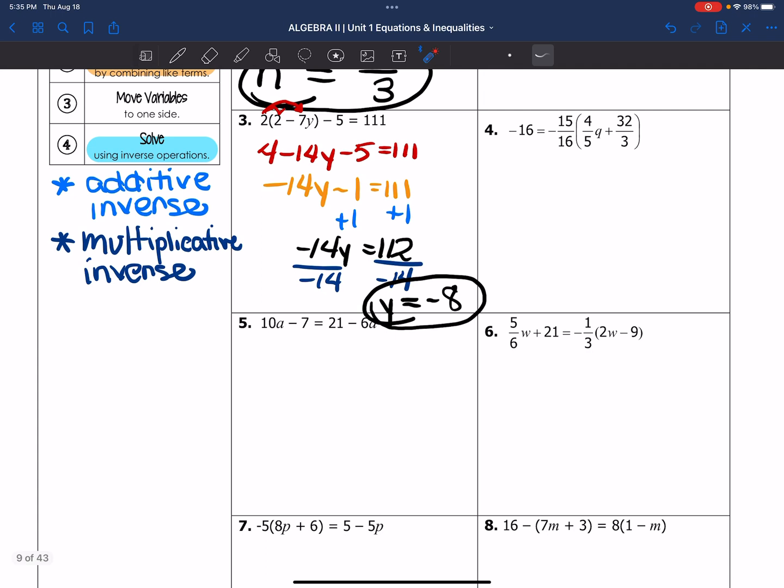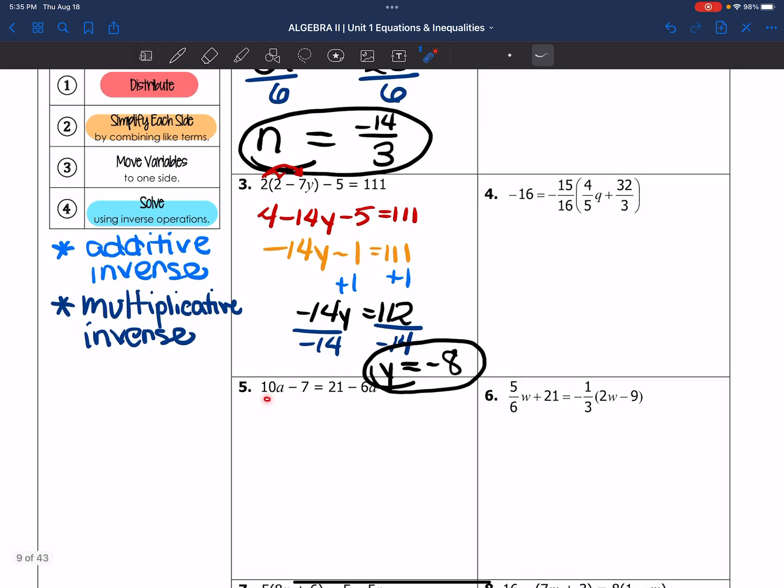Can I simplify? Do I have any like terms on this side? Can I combine those two? No. How about on the other side of our equation? No, I can't move those. I can't simplify those. They are not like each other.